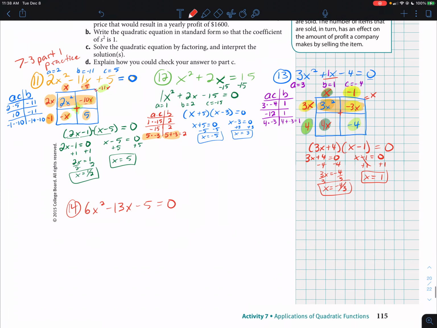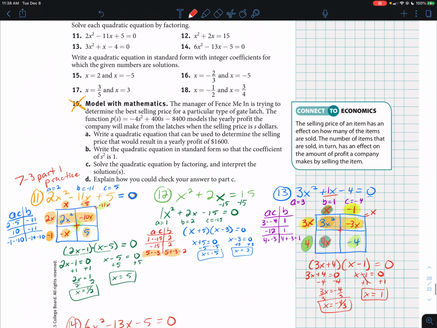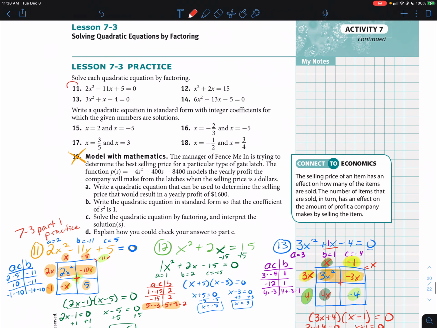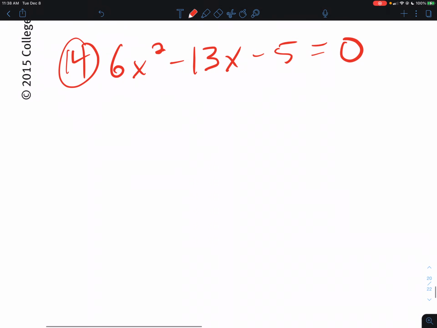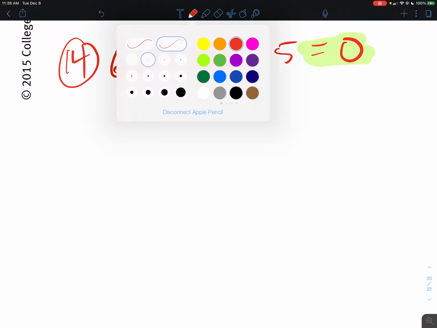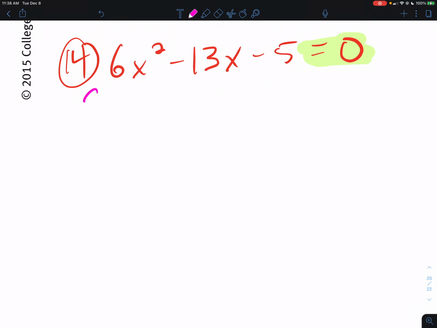Okay, and then the number 14, because you're supposed to do 11 through 14. Number 14. So let's check. It is already equal to 0. So we need to factor it. We notice that our A is 6, so this is going to be one of the more difficult factoring problems. But good thing we learned a way to work it out.